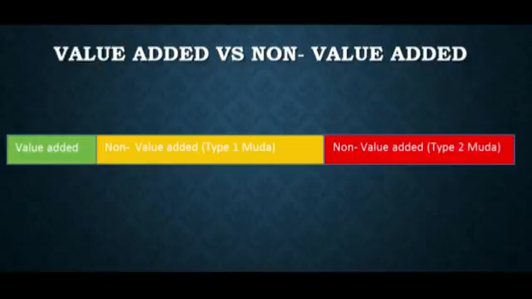Non value added activities can be divided into two categories, which are type 1 muda and type 2 muda. Type 1 muda is non value added activities which are essential and unavoidable, so we cannot remove them. And the second type is non value added activities which need to be eliminated, and these activities are avoidable.